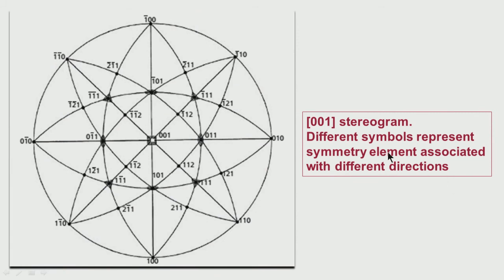This stereogram is generally referred to as the 001 stereogram. In addition, the symbol which is being shown here corresponds to a fourfold rotation associated with it. In this particular one, it has a threefold rotation associated with it. This is along the 111 direction; along the 110 direction, a twofold rotation is there. So all the symmetry elements, what sort of symmetry element is around each of those directions, can also be indicated on this stereogram.